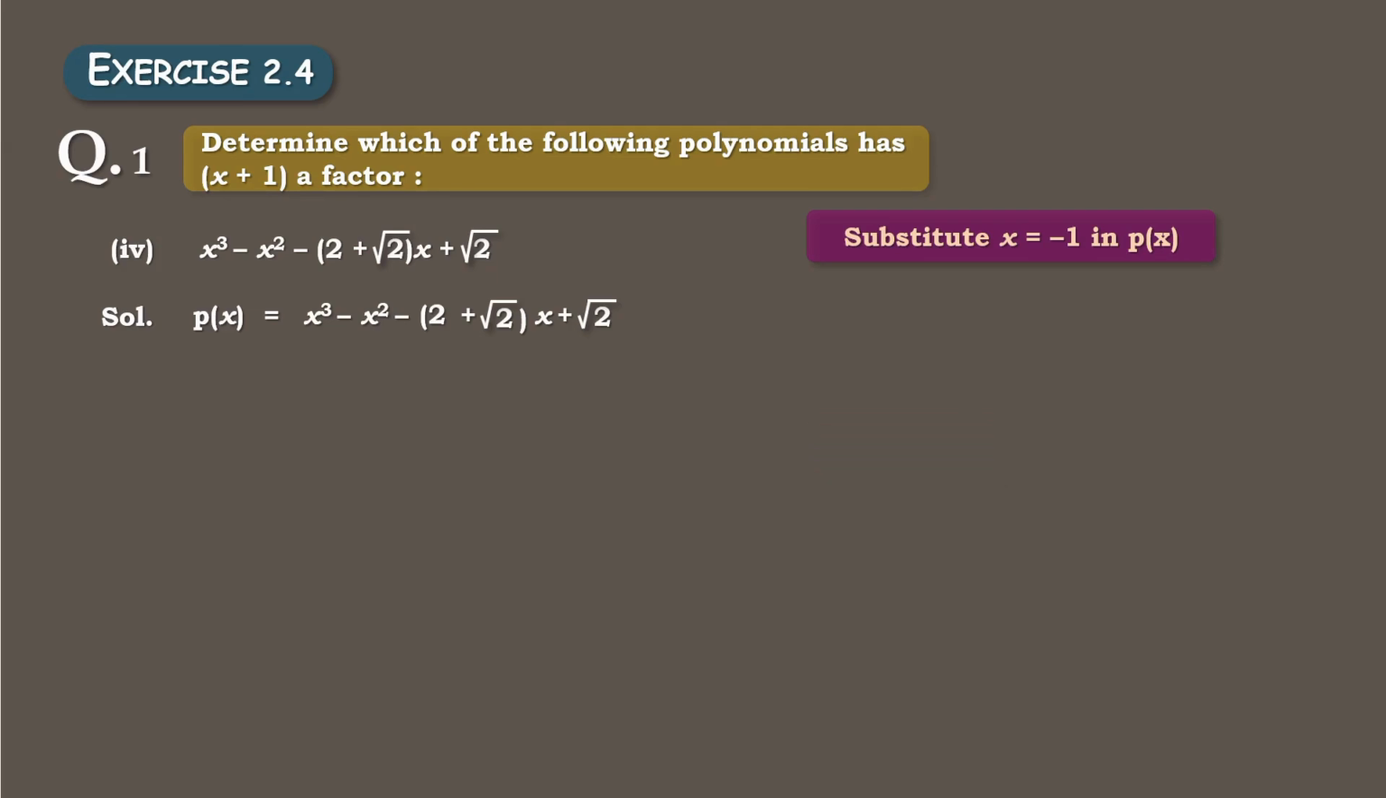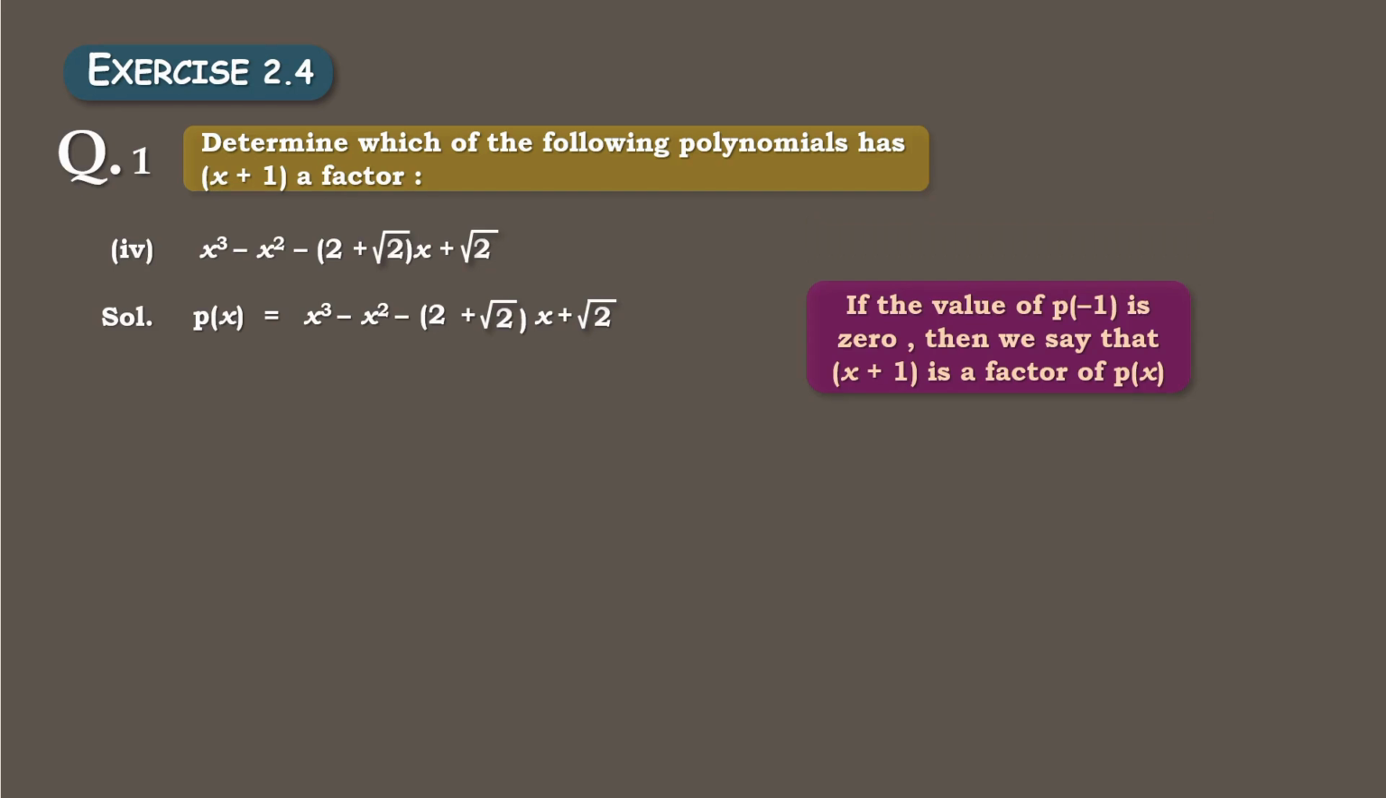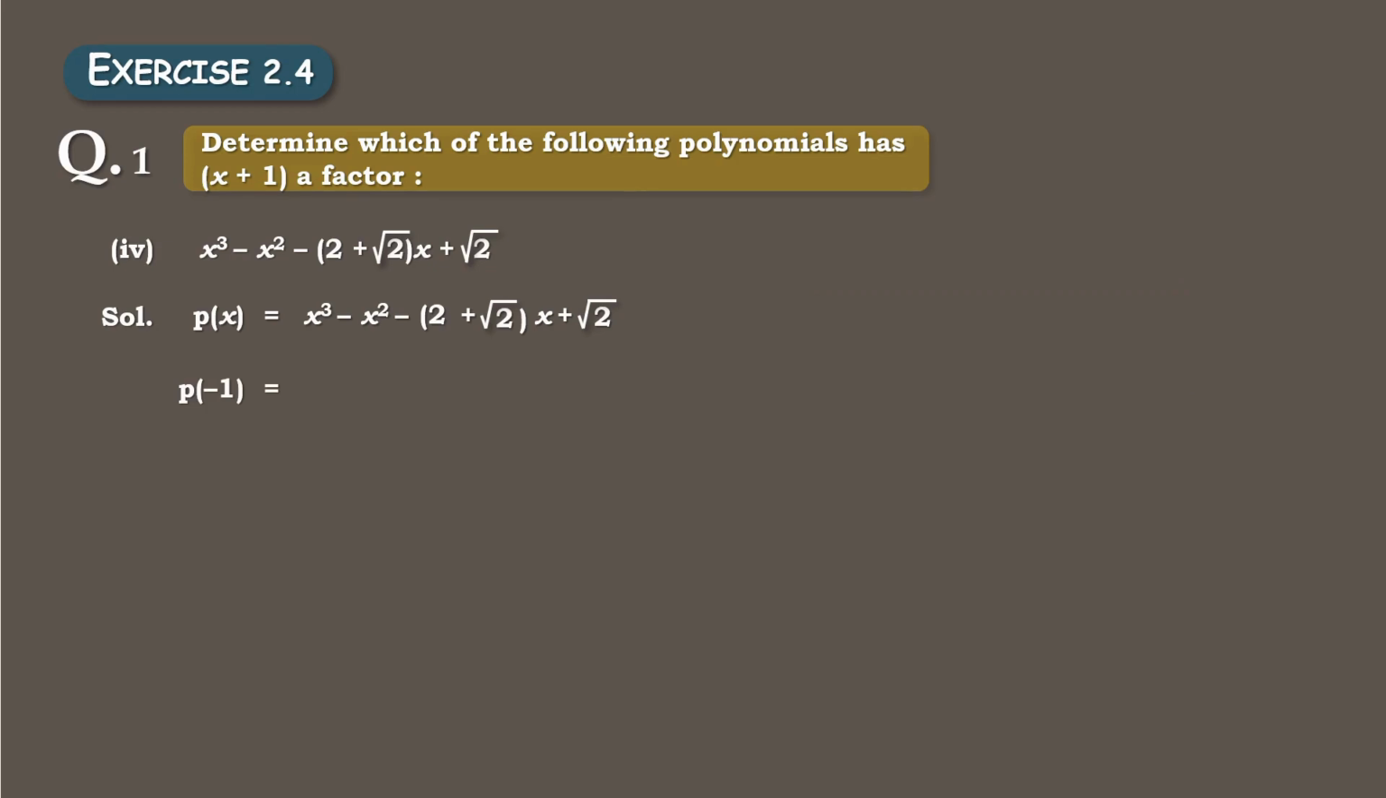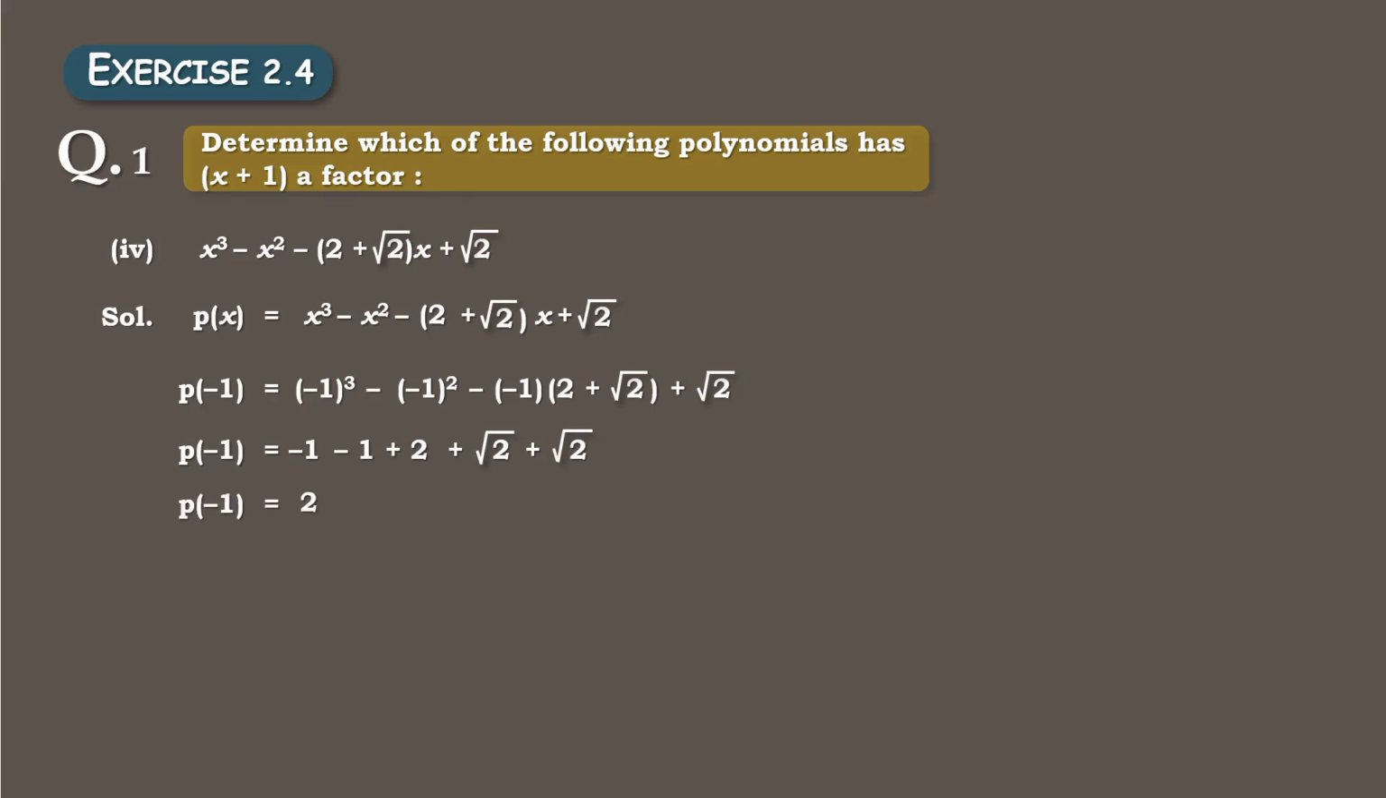So first, we substitute x equal to minus 1 in the given polynomial. We replace x with minus 1 in every term of the polynomial and simplify step by step. After simplifying all the terms carefully and adding them together, the final value comes out to be 2 root 2. Since the value of the polynomial at minus 1 is not equal to 0, we conclude that x plus 1 is not a factor of the given polynomial. Therefore, x plus 1 is not a factor of the polynomial x cubed minus x squared minus the quantity 2 plus root 2 multiplied with x plus root 2.